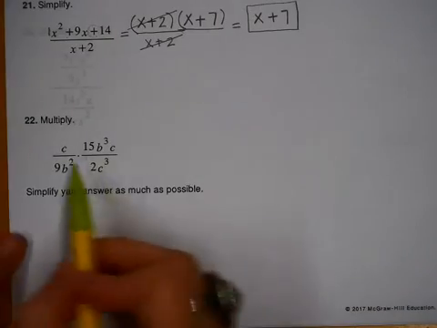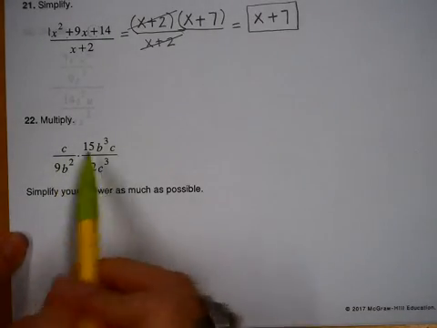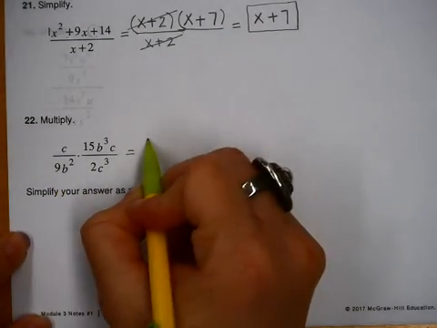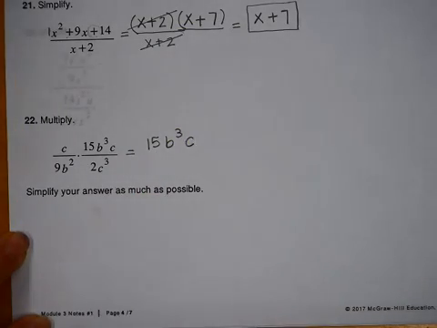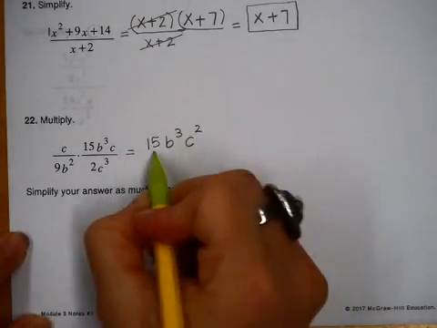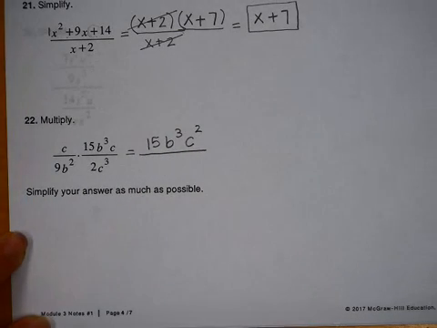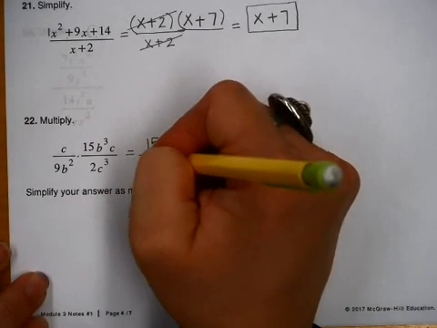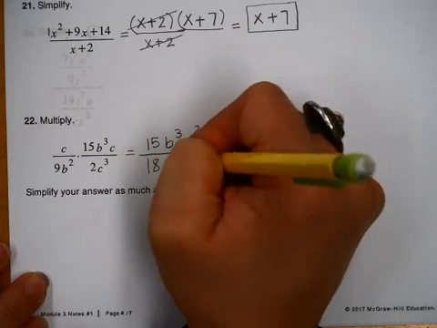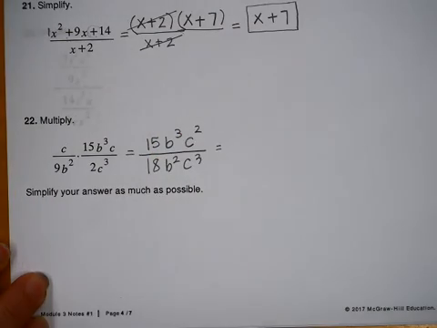So on the top, when I multiply everything on the top, what am I going to get? 15b cubed c squared. Very good. Is everybody with me on that? Then on the bottom, what am I going to get? What's 9 times 2? 18b squared c cubed, right?